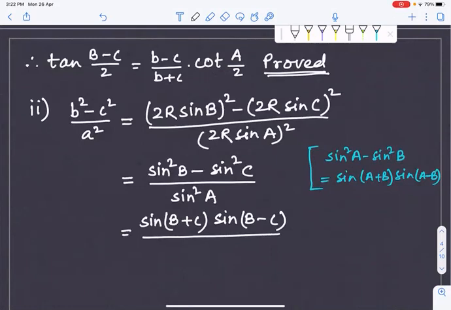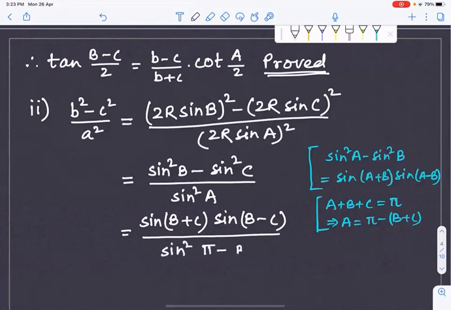And we know that a plus b plus c equal to pi. So a is written as pi minus b plus c. So in place of sine a, we can write sine of pi minus b plus c. So I can write sine square of pi minus b plus c.